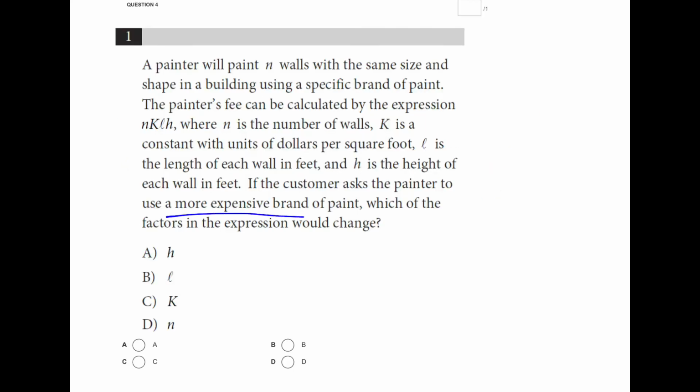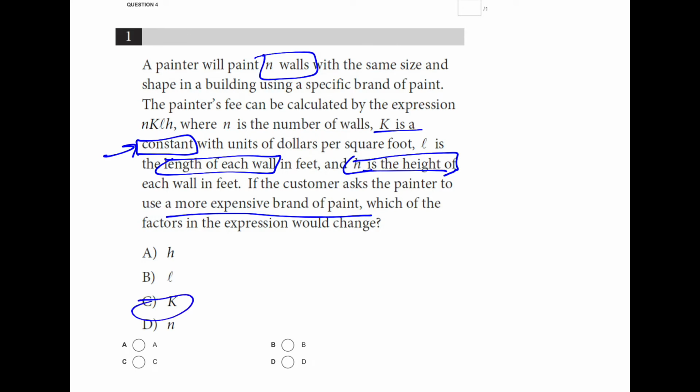If you buy more expensive paint, are the number of walls going to change? No. Is the length of each wall or the height of each wall going to change? Absolutely not. Instead, it is this K, this constant value. Even though it says it's constant, that's for that brand of paint. So it might cost this much per gallon of paint or whatever it is. So K is the right answer.